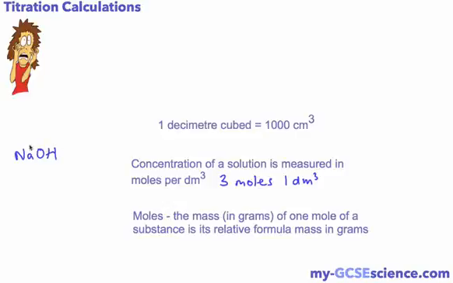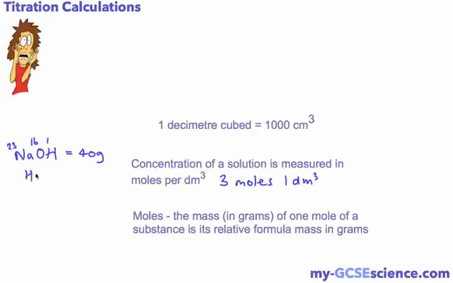The relative formula mass for sodium hydroxide can be calculated from the periodic table, and the way we do that is we look up the relative atomic masses. So for sodium it's 23, for oxygen it's 16, and hydrogen it's 1. As I say, you can look these up on the periodic table, which you will have in your exam. So if we add these together, 23, 16 and 1, we get an answer of 40. So the relative formula mass for sodium hydroxide is 40. Now it says the mass in grams of 1 mole is its relative formula mass in grams, so we know that 1 mole of sodium hydroxide has a mass of 40 grams.